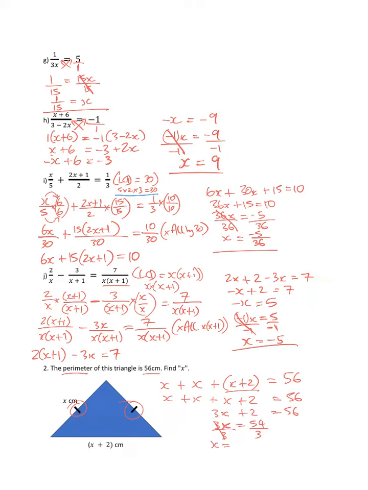54 divided by 3 is, 3's into 5 is 1, 2 left over, 3's into 24 is 8. So 18 centimeters is the solution there. So that is page 2 out of the way. Alright, on to page 3.